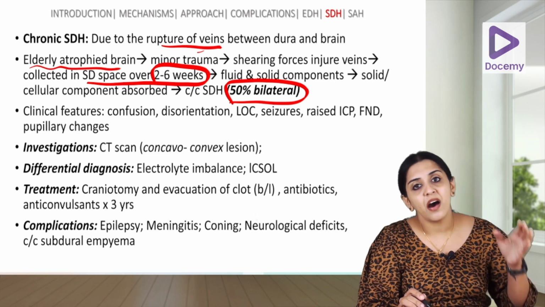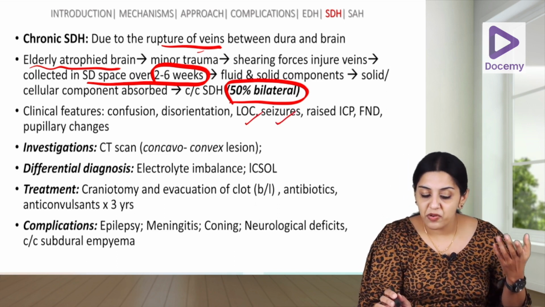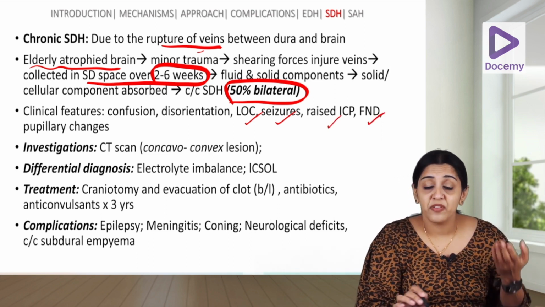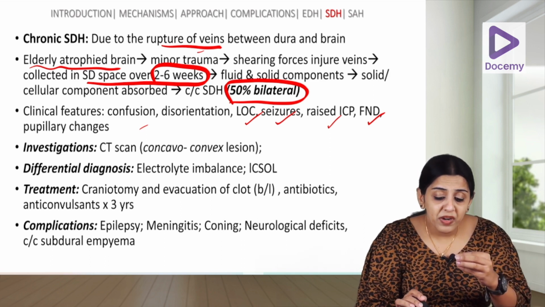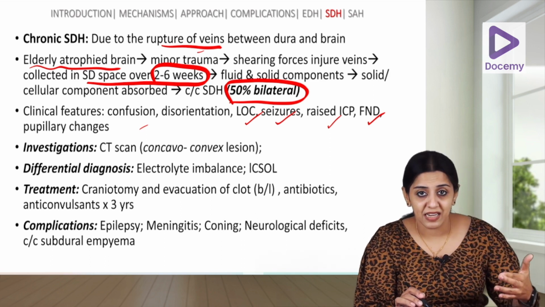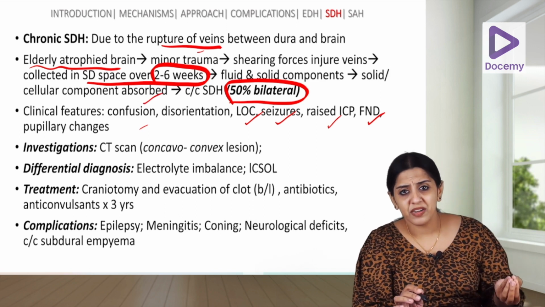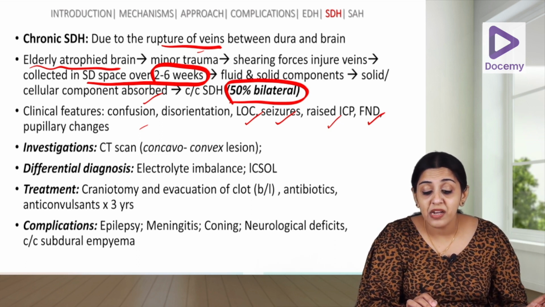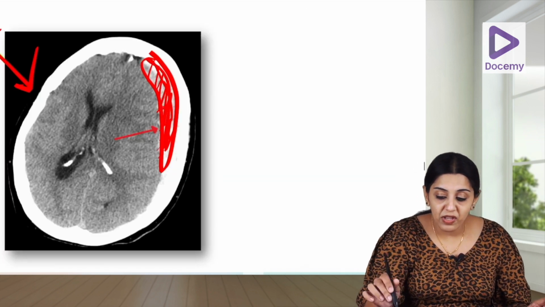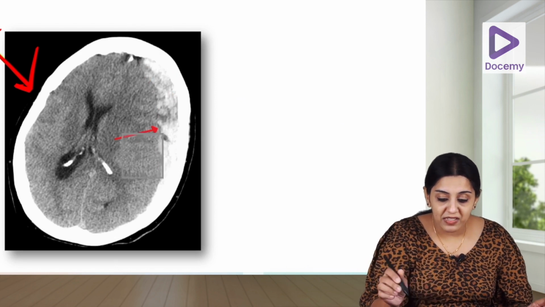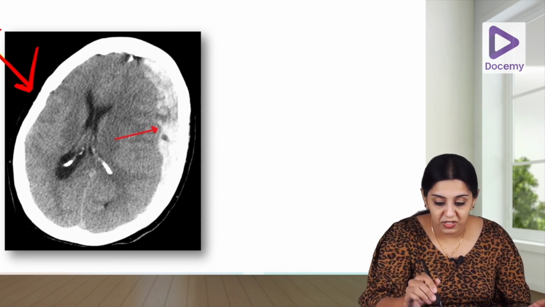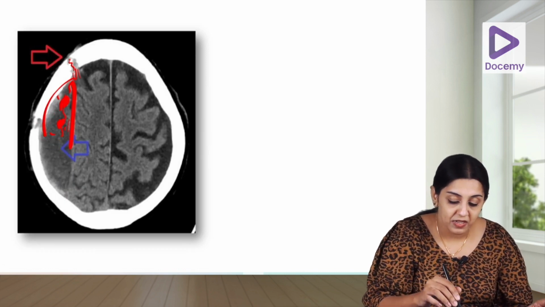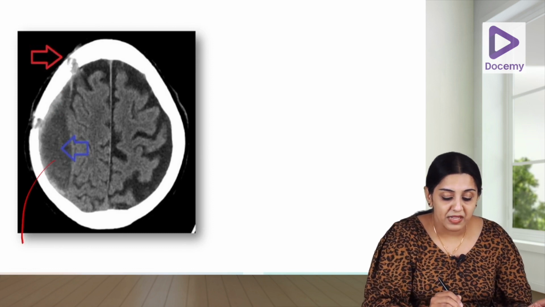Again, the clinical features are almost similar, like there could be LOC, seizures, raised ICP features, focal neurological deficits, pupillary changes, etc. But over 2 to 6 weeks, the patient is worsening. Initially, there could be only a confusion or disorientation which leads on to frank LOC. Investigations, again, CT scan will show a concave or convex lesion. If you look at the CT scan of acute SDH, you will see that this is a more hyperdense lesion, and this is an organized or chronic SDH, so it is more like a hypodense lesion.